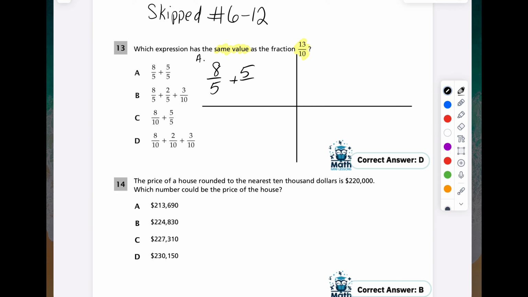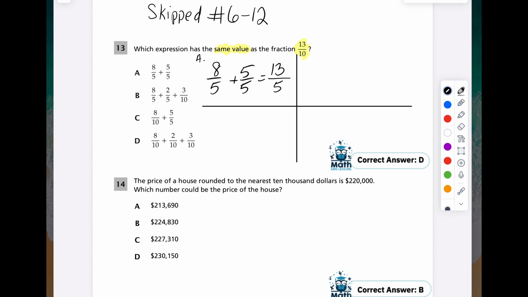Now, because these fractions have the same denominator, I can add them without making any changes. So 8 plus 5 is 13, 13 fifths. Now, at first, I'm going to confess, when I was first doing these problems super fast, I just saw 13 and saw 13 up here too. And I was like, hey, maybe A is the answer, without thinking, Sarah, look at those denominators. They're different. One's a 5 and one's a 10.